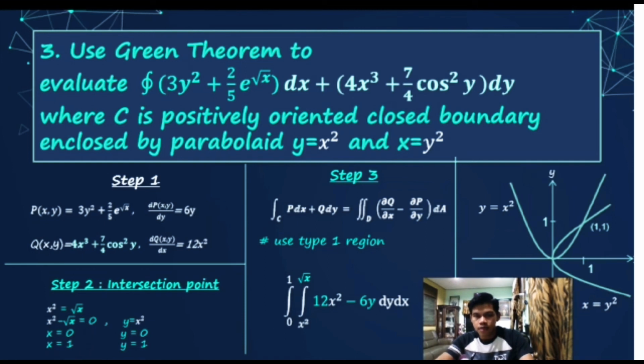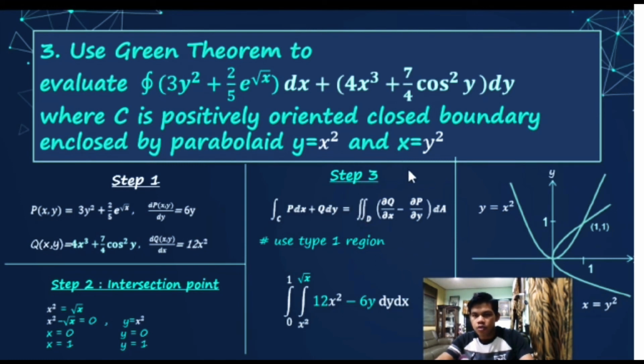Then we substitute the values of x into the y equation. We get 0 and 1. Then we sketch the graph using y equal to x squared and x equal to y squared. We get this shape of graph. The intersection point is (1,1). This is the region that we will use to find the double integral later.